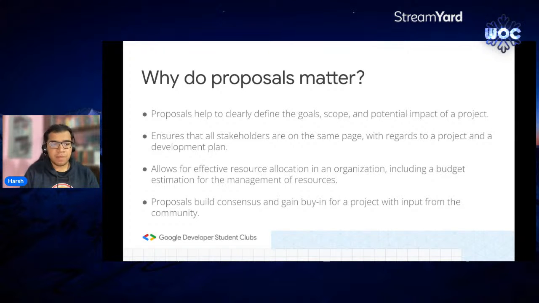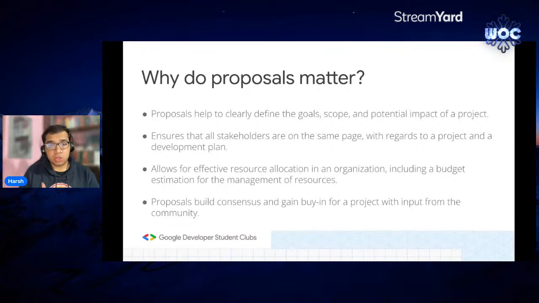But at the end of the day, they just want to understand that you are the best fit for this given project. And if you are given the right resources, in this case, if you're given the right stipend, which basically acts as a compensation for you, if you're given the right mentorship, you would be able to successfully pull off this project. So at the end of the day, proposals allow different communities, different organizations to clearly define the goals, scope, and the potential impact of a project.